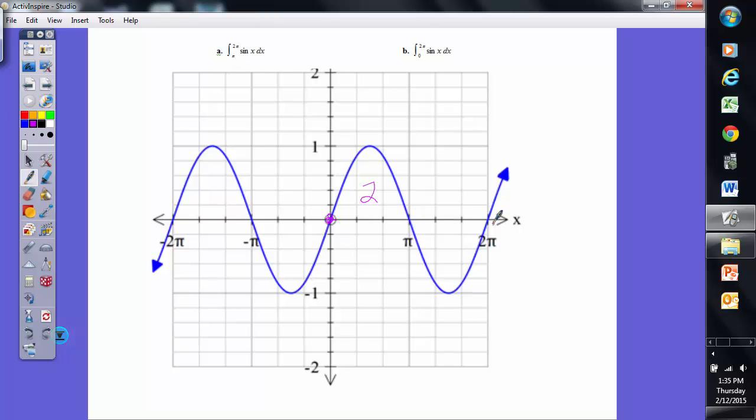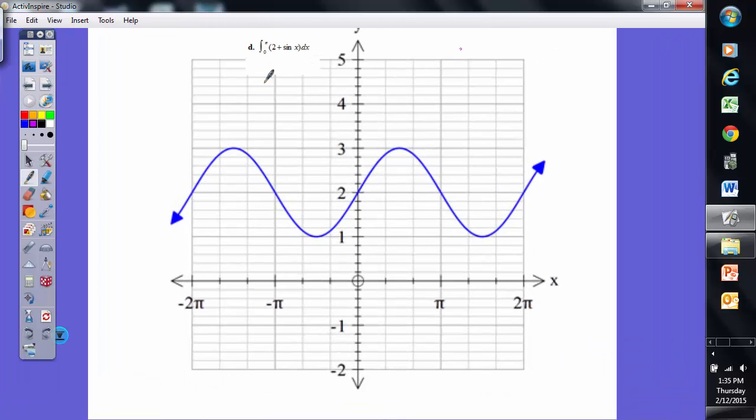From pi to 2 pi is exactly the same size as this one, but it's below the x-axis. So this answer would be -2. From 0 to 2 pi, these would cancel each other out, and it would equal 0.